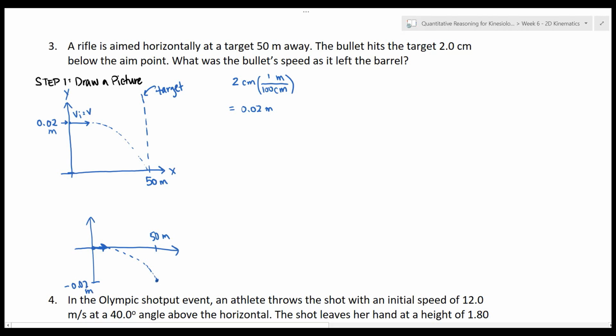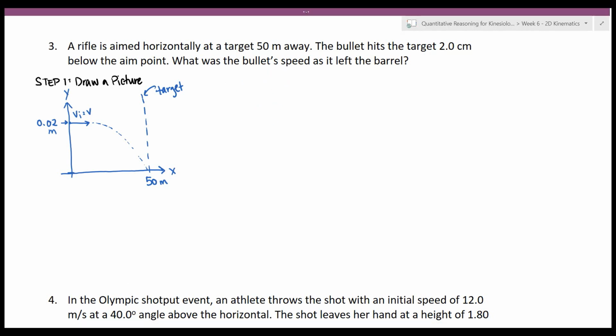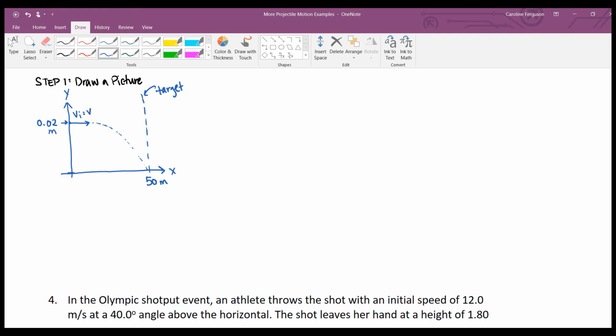But I know that a lot of people don't like working with negatives, and so I usually recommend drawing your picture so that it's in the positive x, positive y quadrant. All right, so I'm just going to erase this bit here to give us some space. We're going to move on to step 2, which is to draw a table.